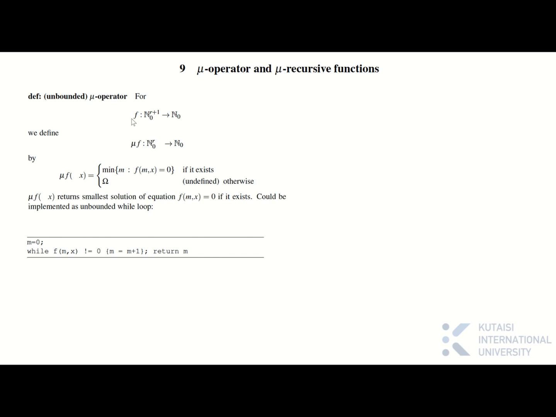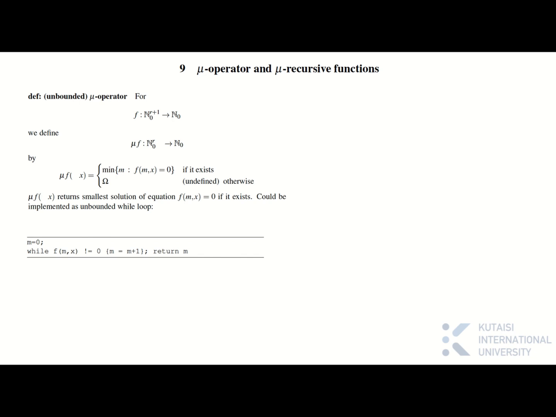So again, what is an operator? An operator is a name for something that takes in a function and produces a different function. So mu f is a new function which has one less variable. So one variable disappeared. If this had 7 variables, this will have 6 variables. So it's a different function. So what is it? How do I define it on x? It's the smallest solution m of f(m, x) = 0, if it exists, and it's undefined if it does not exist.